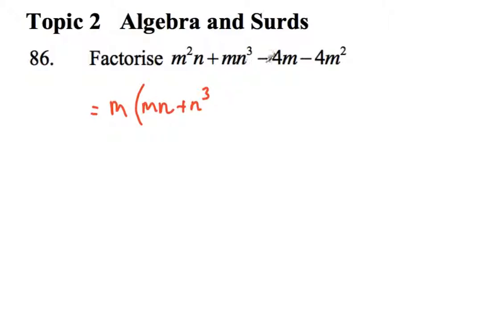We'd need to multiply m by minus 4 for that fourth term. Oops, just minus 4, not the m. Then we'd have to multiply m by minus 4m for that last term. That's not there, that one. Okay, now we could look to factorize in pairs here, but in this case it won't work all that well. It won't create one of those situations with common brackets to help us factorize further. So sometimes it's only one common thing that can be taken out of an expression.